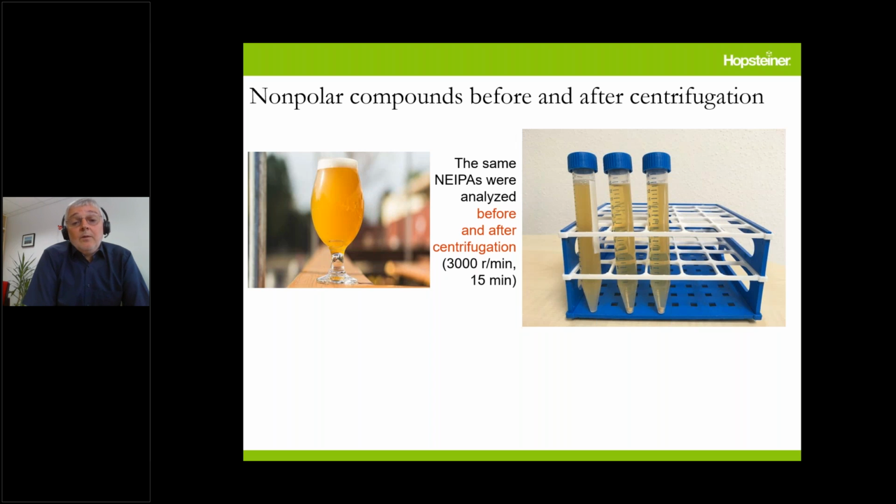Centrifugation was carried out at 3,000 rounds per minute for 15 minutes, and the beer becomes more clear after centrifugation. You can see the picture, and at the bottom of the vials, you can see some white colored haze. So it's clear some haze has been precipitated. And we analyzed the samples before and after centrifugation.